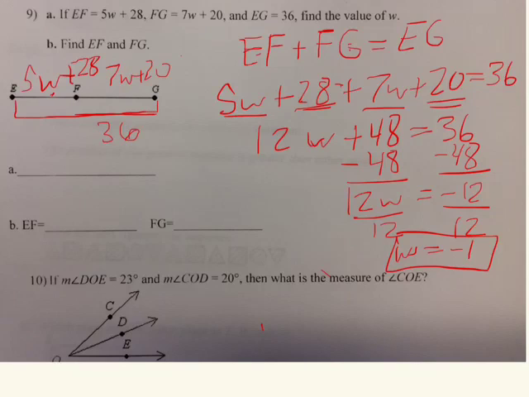So now for part A, you have to find the value of W. So W is equal to -1. So we only have solved part A. To find EF and FG, I'm going to make some room and erase this.